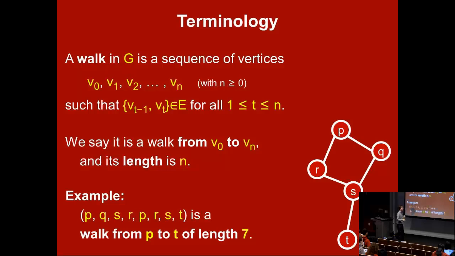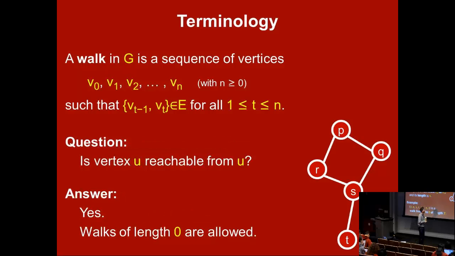traversed. Okay, so in this graph, p, q, s, r, p, r, s, t is a walk from p to t, and it's of length 7. Okay, so we said u is reachable from v if there's a walk from u to v. So is u reachable from u? Yes, because you're allowed to have walks of length 0 if you look at this definition. Anyway, we count u as being reachable from u as always.